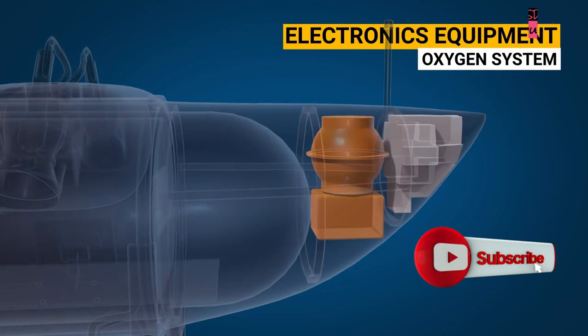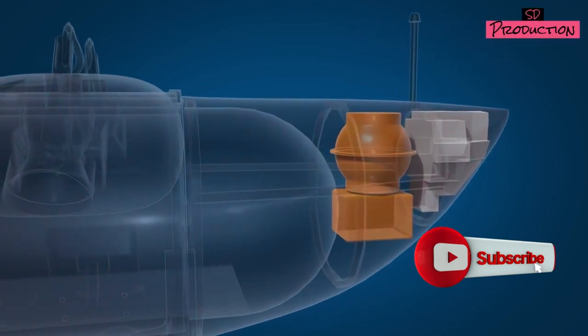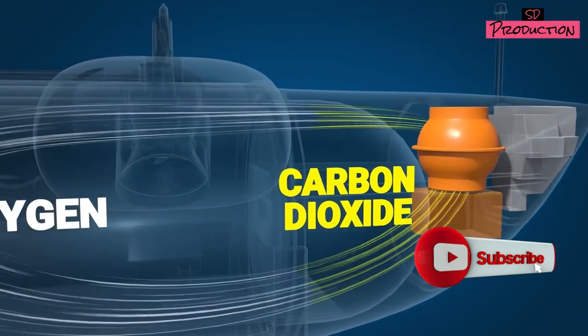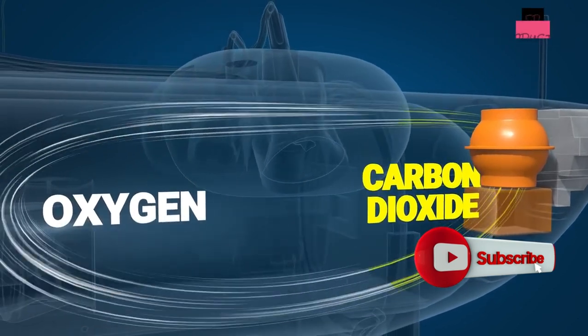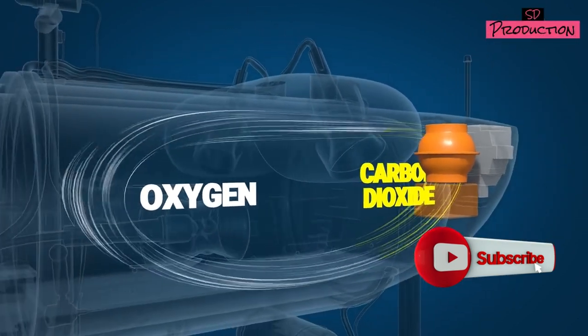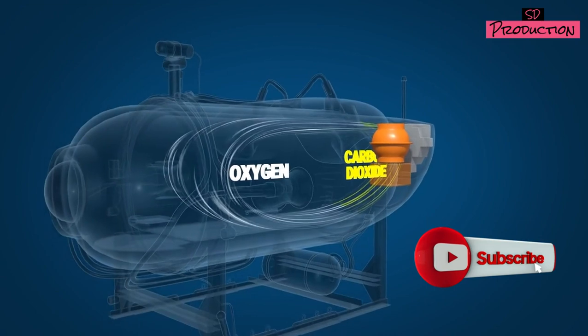At the back is the electronics equipment and most probably contains the oxygen and navigation system. It is an unmanned part of the vessel that also has the ability to even recycle some of the carbon dioxide and pump back the regenerated 50% oxygen into the cabin.